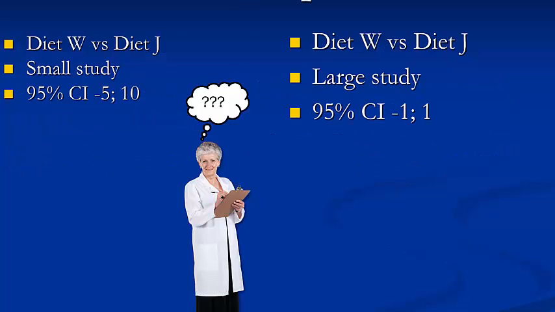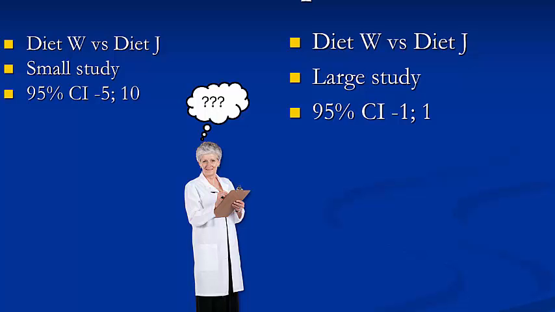Consider another example, comparison of two diet programs, W and J. In the first instance, a small study compared the two diets, and the 95% confidence interval of the difference was from -5 to +10. So the 95% confidence interval means that in the population, we're 95% sure that the real difference between diet W and J was from 5 kilos less to 10 kilos more. So there was a wide range of possible differences, with zero difference or the null hypothesis being in the middle of that confidence interval, and therefore that study did not show any difference between the two diets.